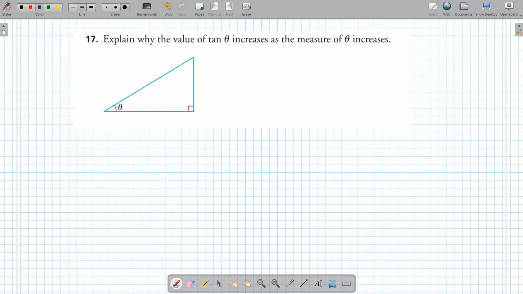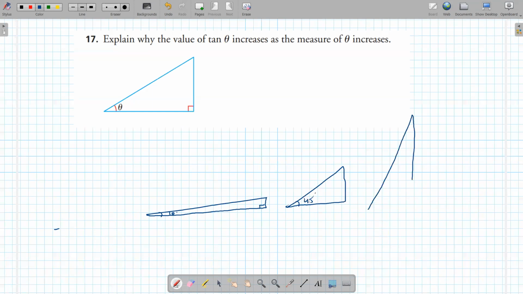Explain why the value of tan theta increases as the measure of theta increases. Now, these are good conceptual problems. So when theta is small, let's make it very small. This is a right angle triangle. So here maybe theta is like 10 degrees or something. And then you can have something slightly larger, like let's say here it's 45 degrees. And then you can have even larger. Let's say this is 75 degrees, and this is the maximum that you can have. Let's say this is, again, not exact, but 89.